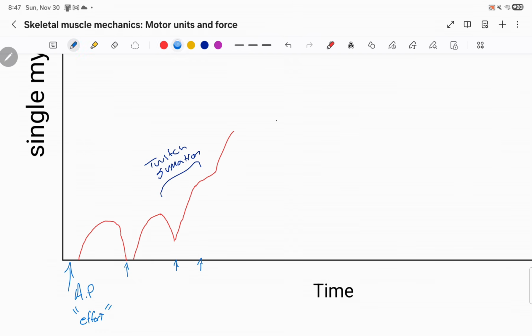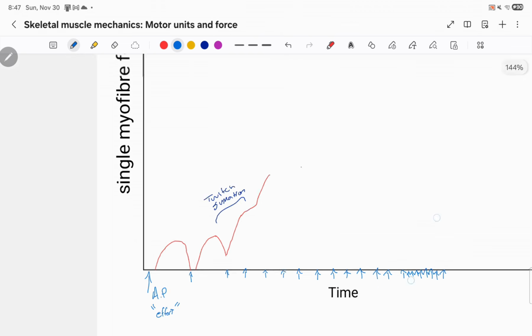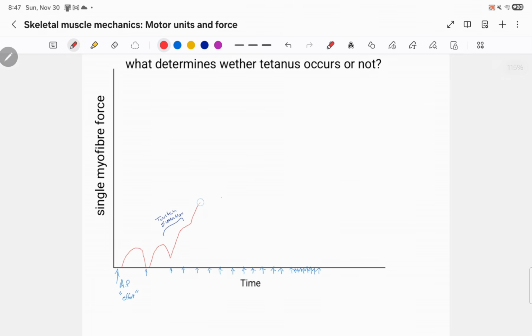So now this is where the diagram's going to start to look messy. What if I just keep blasting this myofiber with a whole bunch of these action potentials? And I just start increasing the frequency now. They're going to start happening more and more frequently. Eventually, guys, what's going to happen? Look, I'm going to get these wave-like upward bumps, and then eventually, it's going to become this continuous smooth line right over here.